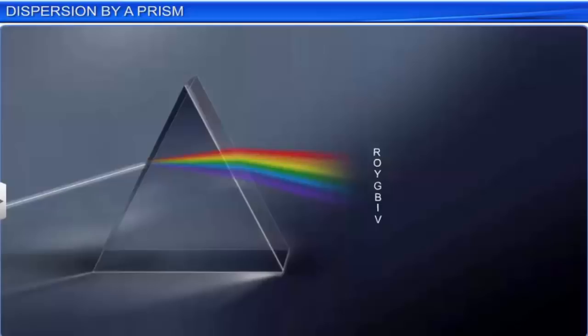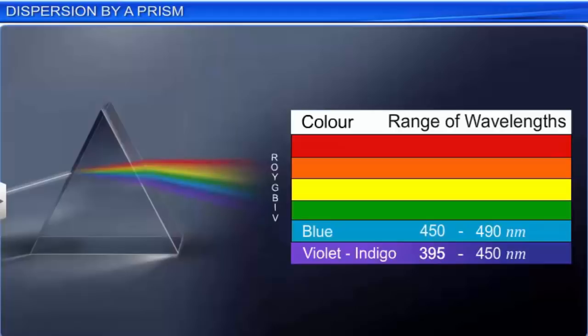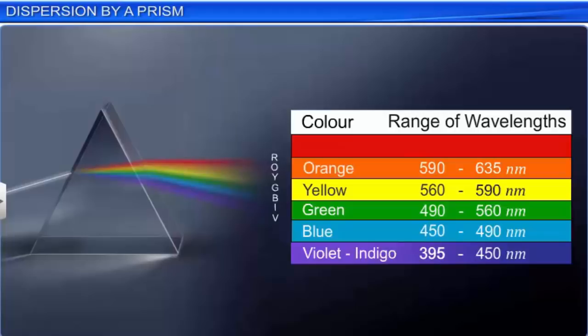We know that the color of light is related to its wavelength. If the wavelength of light is in the range of 395 to 450 nanometer, then the color of the light is violet to indigo. If the range is between 450 to 490 nanometer, the color is blue. If the range is between 490 to 560 nanometer, the color is green. If the range is between 560 to 590 nanometer, the color is yellow. If the range is between 590 to 635 nanometer, the color is orange. If the range is between 635 to 700 nanometer, the color is red.